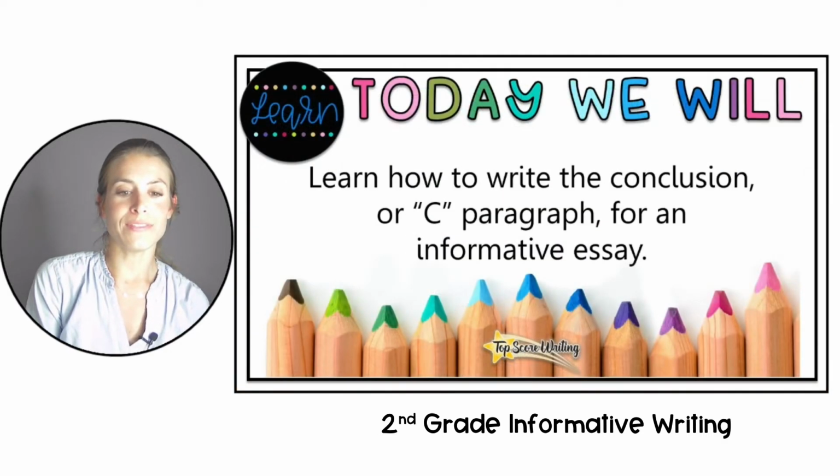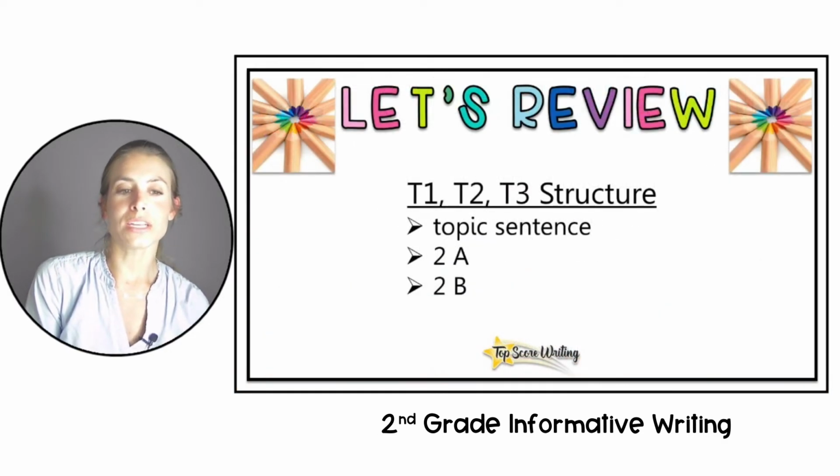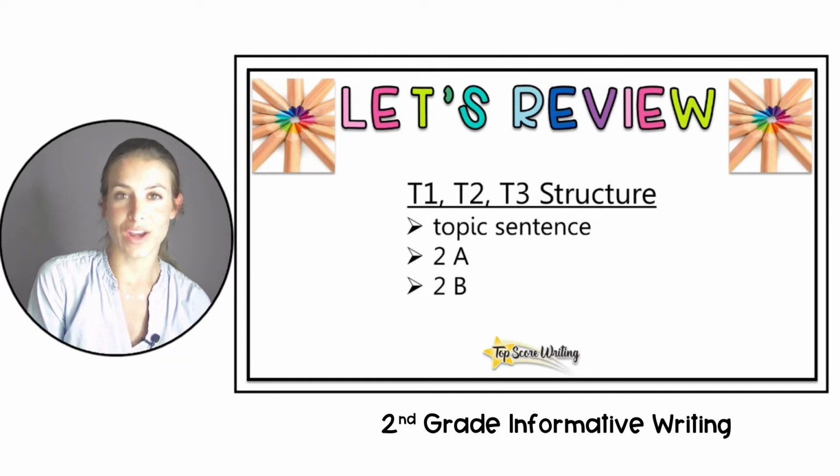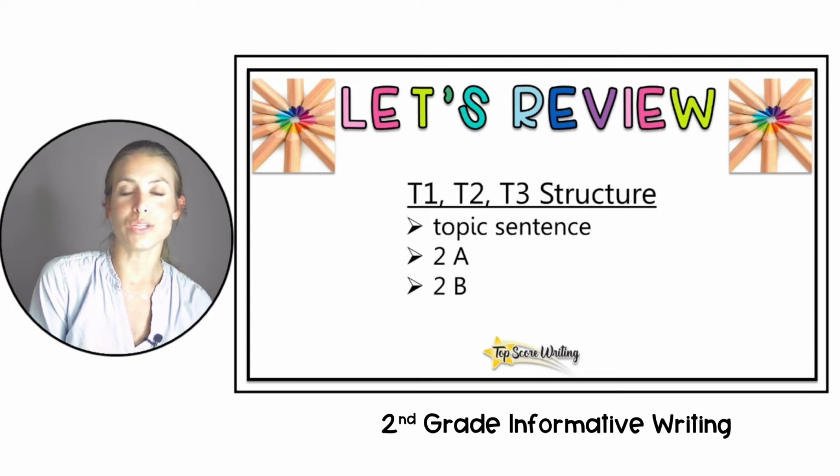In the previous lesson, we talked about the structure of our middle paragraphs. Our middle paragraphs were our T1, T2, and T3 paragraphs. There were three components in those paragraphs. The first component was your topic sentence. Then you had your 2A, which is two sentences for A. And then you had your 2B, which is two sentences for B.